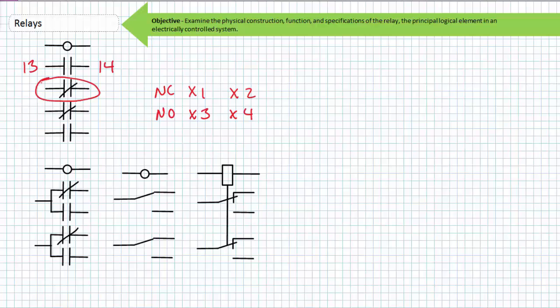This is the second switch associated with this relay. Each terminal of this specific switch is assigned 2 as a first digit. Since this second switch is normally closed, these terminals would be 2-1 and 2-2.